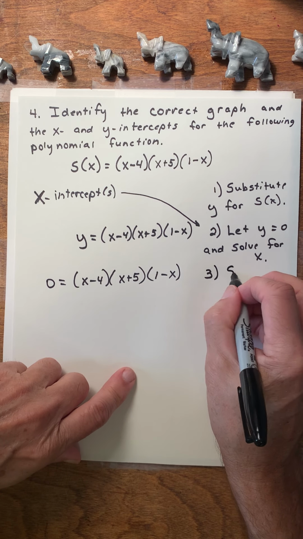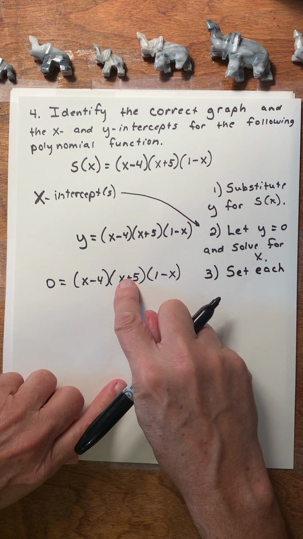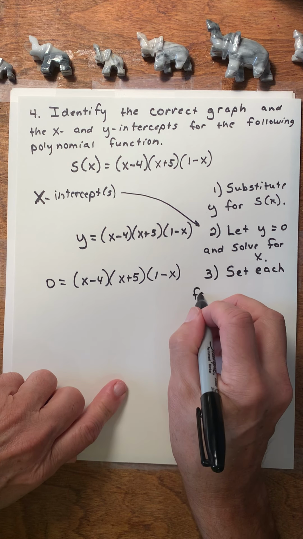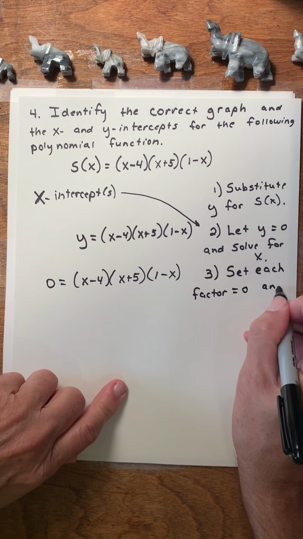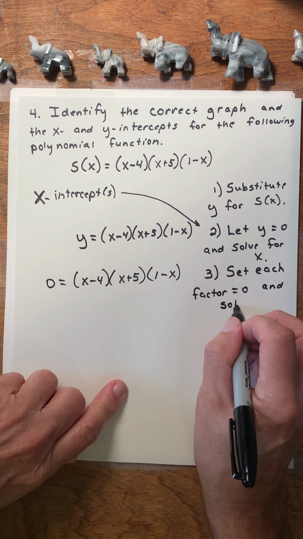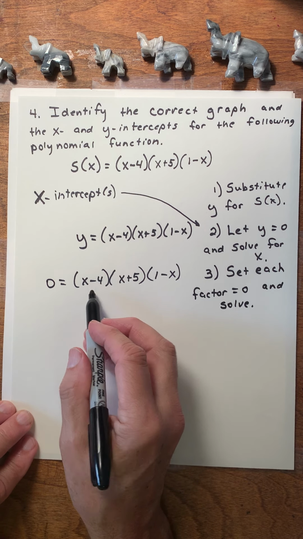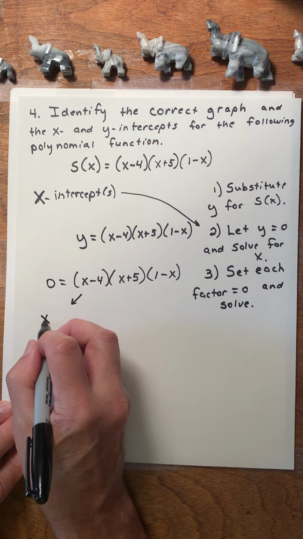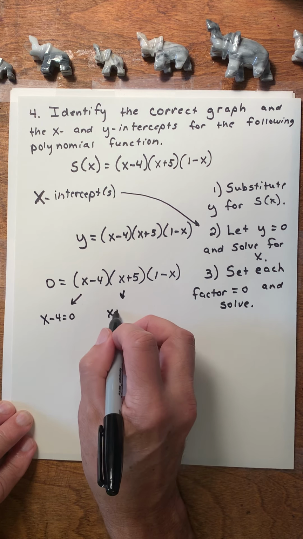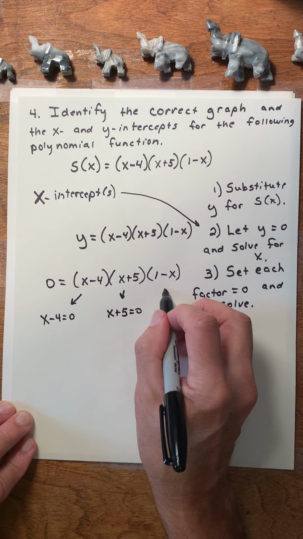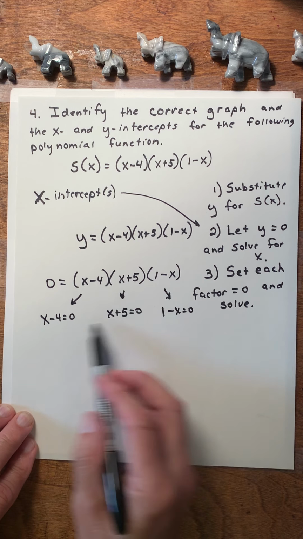So what I'm going to do is, my next step, the way I'm going to express it is, set each factor. These are the three factors. Set each factor equal to 0 and solve. Well, that shouldn't be too hard. Here's the first one. Second one. And the third one. Got to solve these for x.